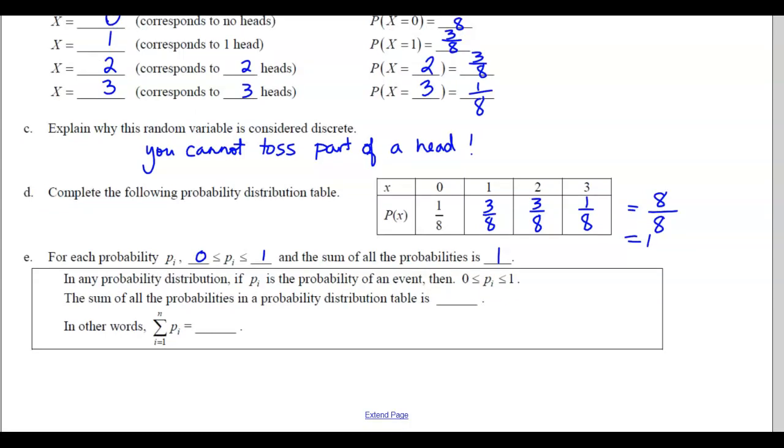All right, in any probability distribution function, if P is the probability of an event, then P is between 0 and 1, so that's just summarizing it. The sum of all the probabilities in a distribution table is 1, so if we use summation notation, that's equal to 1. It's just restating it, okay? It's going to be a discrete random, or just a random probability experiment. The probabilities have to add to 1, whether it's discrete or continuous.